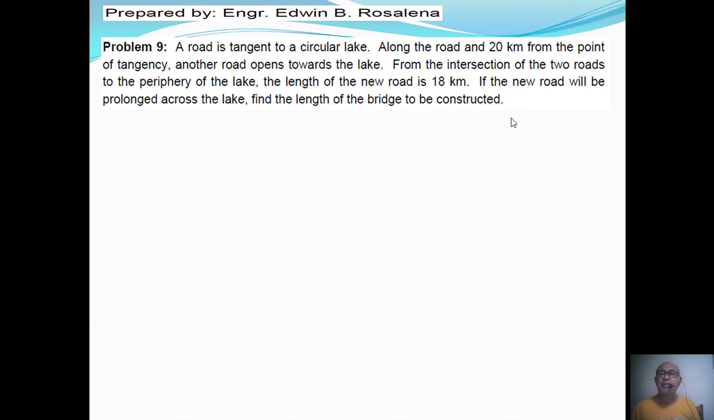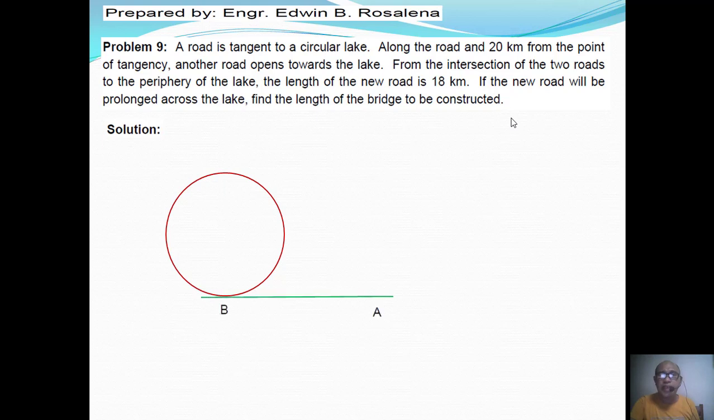Okay, so we will read again as we construct the figure. There is a circular lake, and then we have a road which is tangent to the circular lake. I will call it AB. Then, along the road and 20 kilometers from the point of tangency. This is the point of tangency, then a distance of 20 kilometers. Let us say here at A.